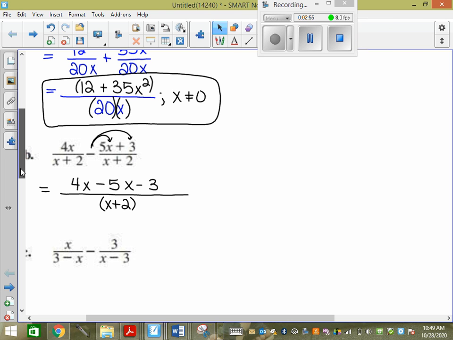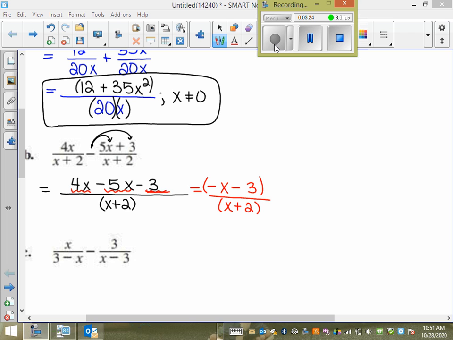So now we can collect like terms. 4x minus 5x is negative x, and then there's just a 3 sitting here, minus 3 over x plus 2. Now, we have negative x minus 3. Can I take anything out of that? If I wanted to, I could take a negative 1 out, but would that help me simplify it? No. They might want to be able to do that just in case they actually have that as an answer. All right, so x cannot equal what? Negative 2, we're done.